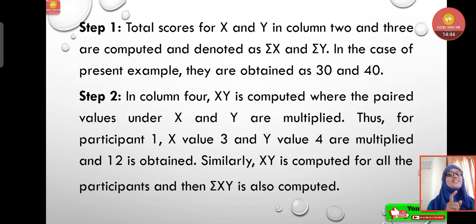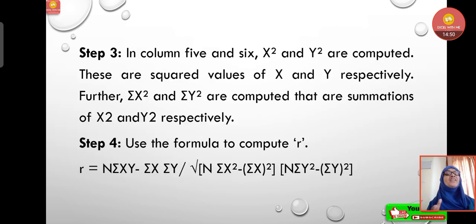Similarly, XY is computed for all the participants, and then sigma XY is also computed. Step 3, in columns 5 and 6, x square and y square are computed. These are squared values of x and y respectively. Further, sigma x square and sigma y square are computed, that are summations of x square and y square respectively.